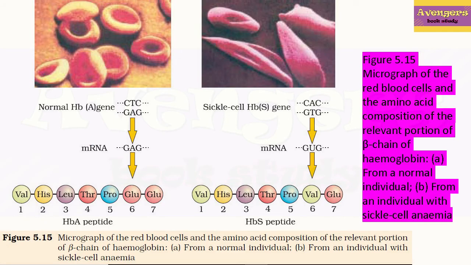Figure 5.15: Micrograph of the red blood cells and the amino acid composition of the relevant portion of beta chain of hemoglobin. A, from a normal individual. B, from an individual with sickle cell anemia.